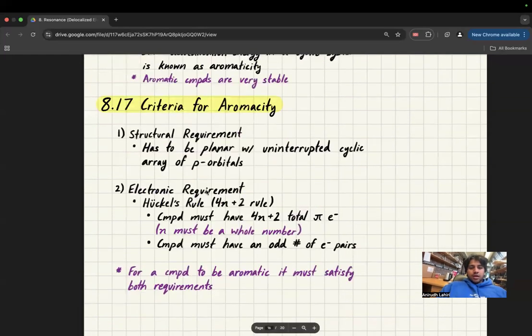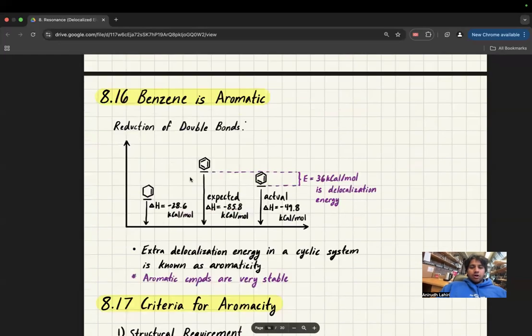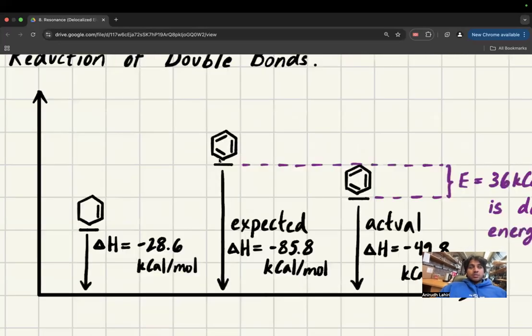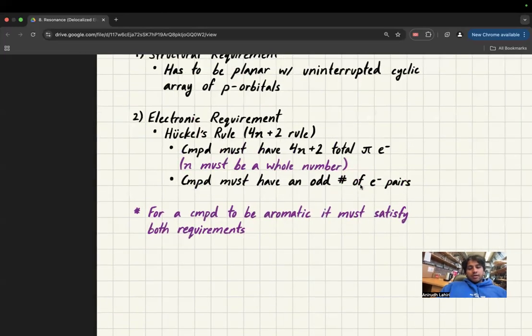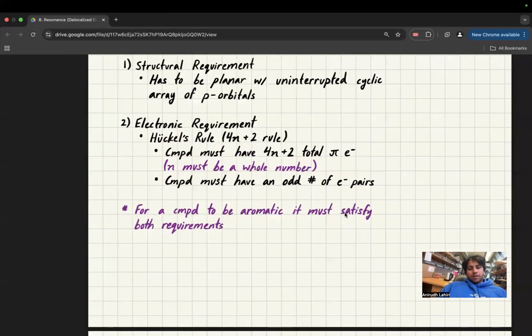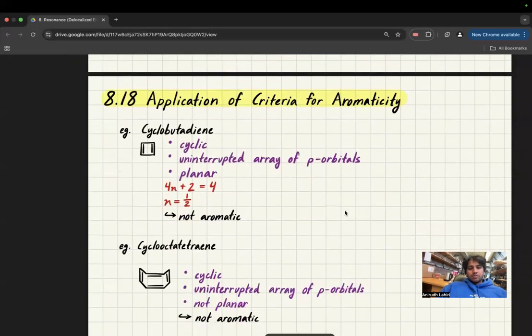The electronic requirement is Huckel's rule. This is just a complicated way of saying that you need an odd number of electron pairs specifically participating in the system, right? 1, 2, 3 pairs. Cool. If a compound is aromatic, it has to satisfy both these requirements.